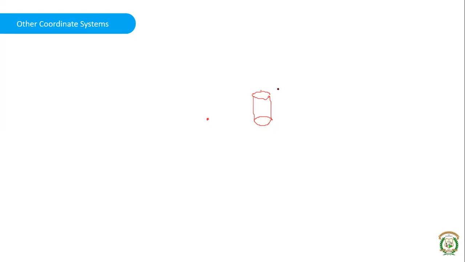Okay, this we will see in the next class. We are going to have a circular cylindrical coordinate system and a spherical coordinate system. Here again, there are three axes, just like x, y, z in the rectangular coordinate system. Here we have three different axes in the circular cylindrical coordinate system as well as in the spherical coordinate system. So we will continue in the next class.